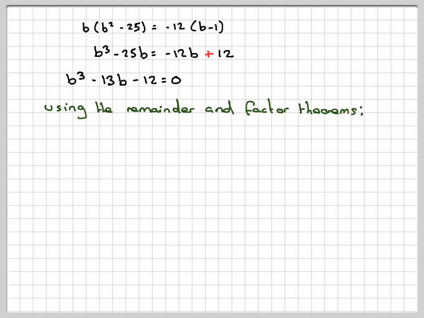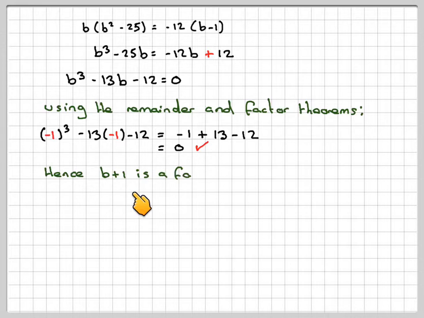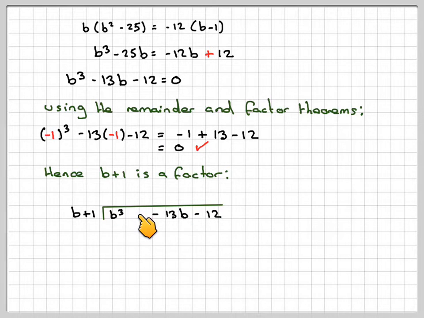If we put minus 1 into here, we get minus 1 cubed, minus 13 times minus 1, minus 12. That gives minus 1 cubed, which is minus 1, minus 13 times minus 1, which is 13, minus 12, and then we can see minus 1 plus 13 minus 12 gives me 0, which means b plus 1 is a factor of this. To find the remaining factors, we can do polynomial division, but remember we have no b squared term, so it's probably better when you're setting it out to leave a space for the b squared term.